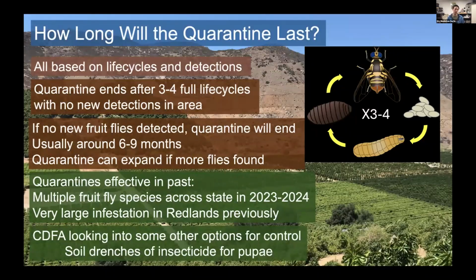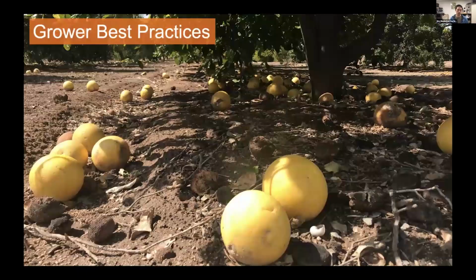There are also a couple of other things. CDFA is looking at other options to help control things, like soil drenches of insecticide for the pupae. But again, for the most part, the tools that are already in place work pretty well, and the quarantines, generally speaking, only last 6 to 9 months, maybe a year at most.